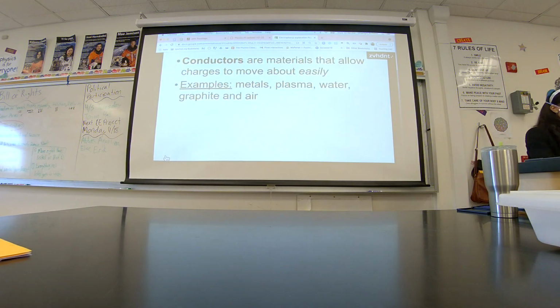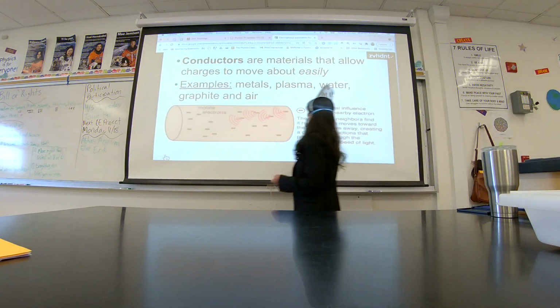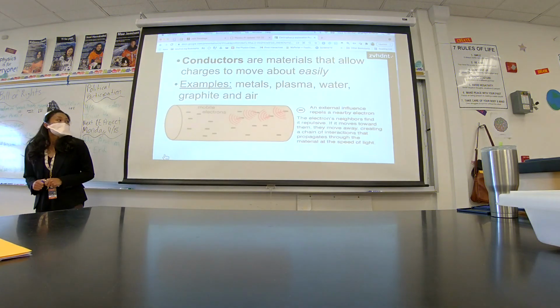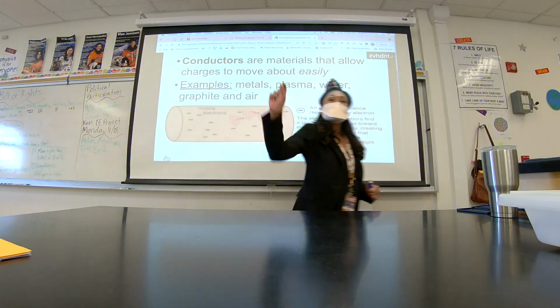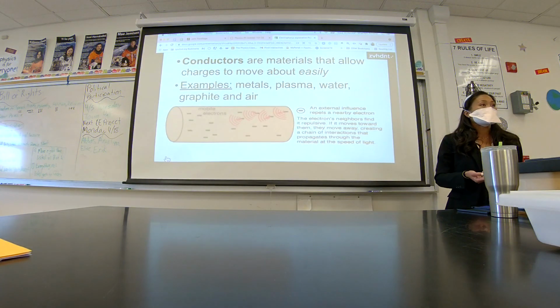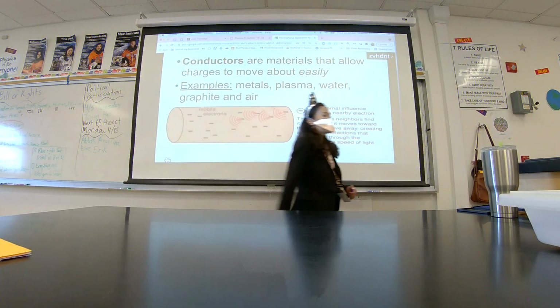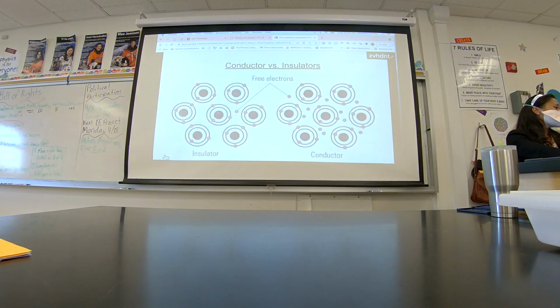The conductors are the ones where electrons move much more easily. So we've got metals, plasma, water, graphite, and air. It means that electrons are able to travel through it. And if electrons are able to travel through it, that's how you generate electricity, which is why most of our wires are made out of metal, right? Because electricity is a transfer of electrons or charges.